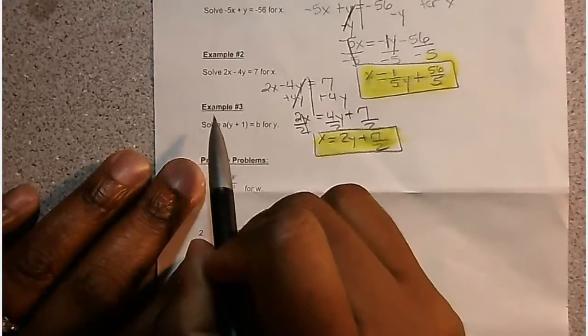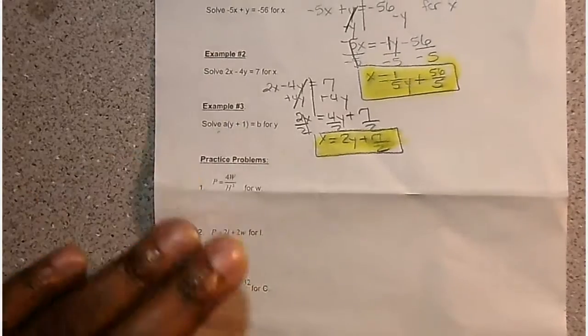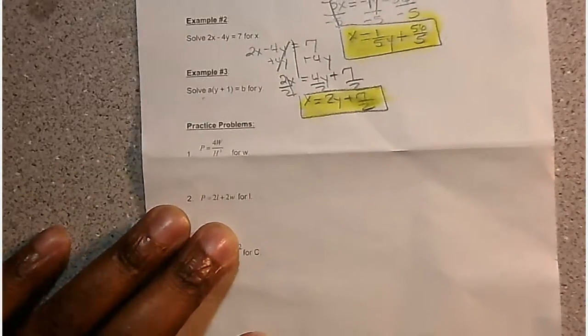I'll skip number 3 and I'll let you guys do that on your own. Just remember that a needs to be distributed, the distributive property, and then you solve for y.